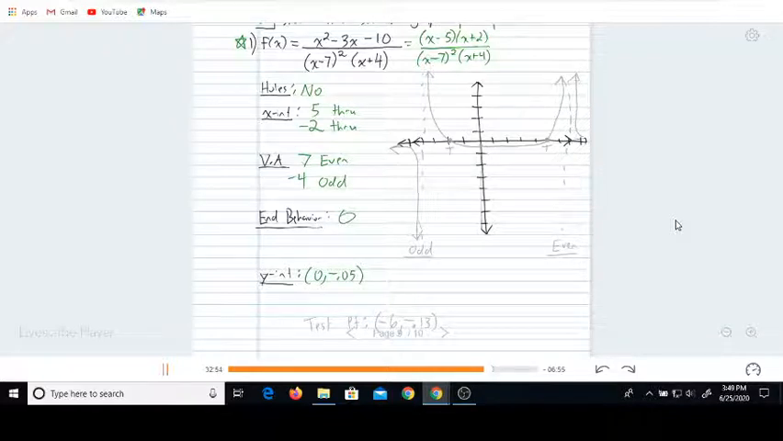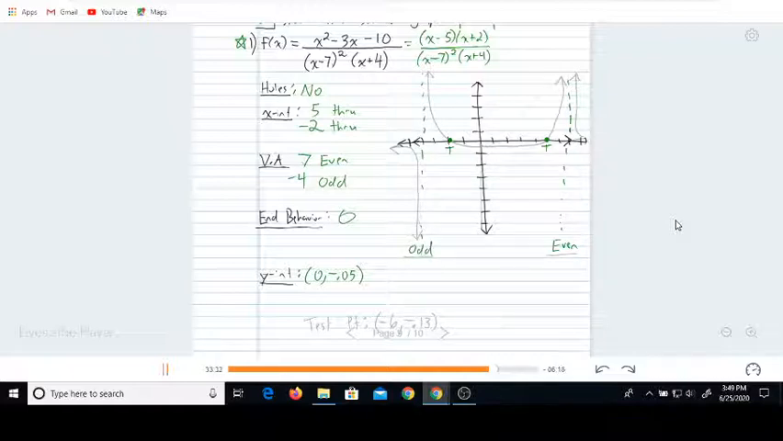Alright, let's go ahead and start marking everything. So we got an x-intercept at 5, and it goes through. Another x-intercept at negative 2 goes through. So little tiny t's there to remind myself that it goes through. Vertical asymptote at 7. So I'll mark my vertical asymptotes with a vertical dotted line and mark that this one has even multiplicity. And then we got another one at negative 4. Go ahead and mark that one down. That one is odd multiplicity, so I'll go ahead and write that.